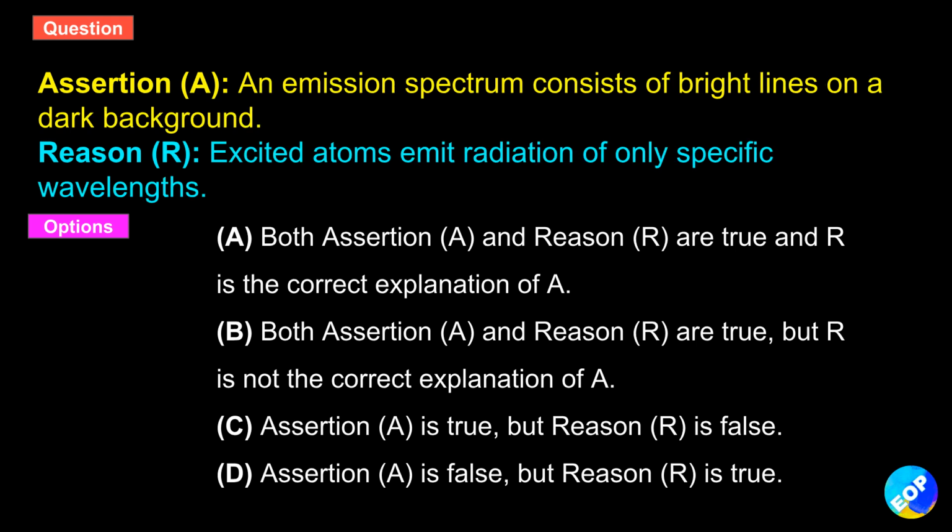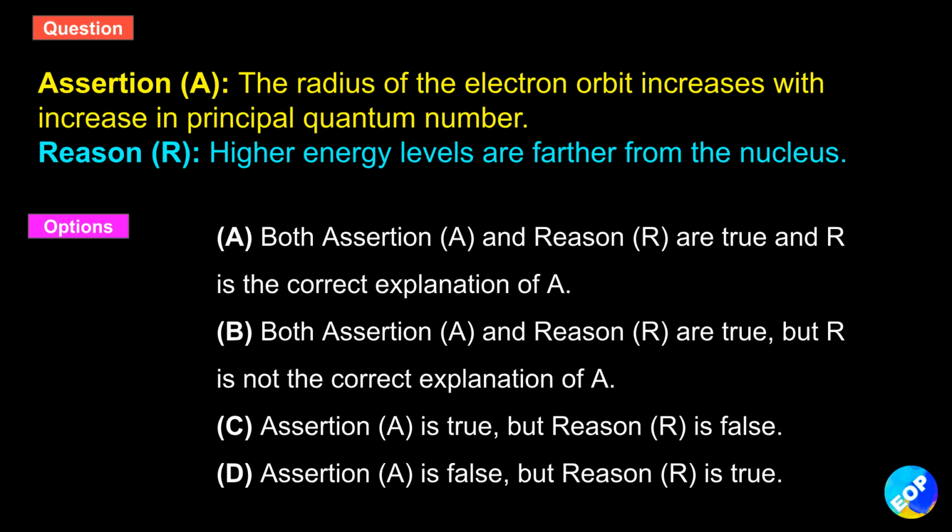Reason R is true. It is asserted that an emission spectrum consists of bright lines on a dark background. Reason is that excited atoms emit radiation of only specific wavelength. Answer is A. Both A and R are true. R is the correct explanation of A. It is asserted that the radius of electron orbit increases with increase in principal quantum number. Reason is that higher energy levels are farther from the nucleus. Answer is A. Both A and R are true. R is the correct explanation.